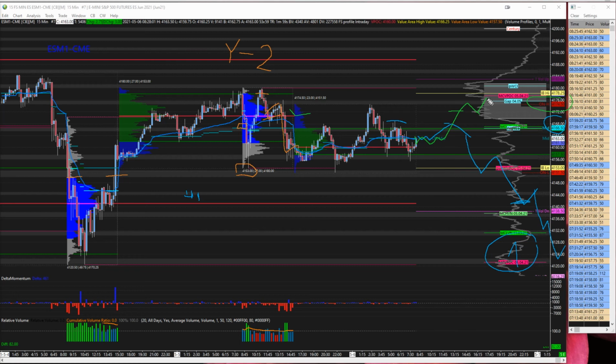Prior day high is at 78. Close the gap and test the naked VPOC at 89. That's scenario 2.